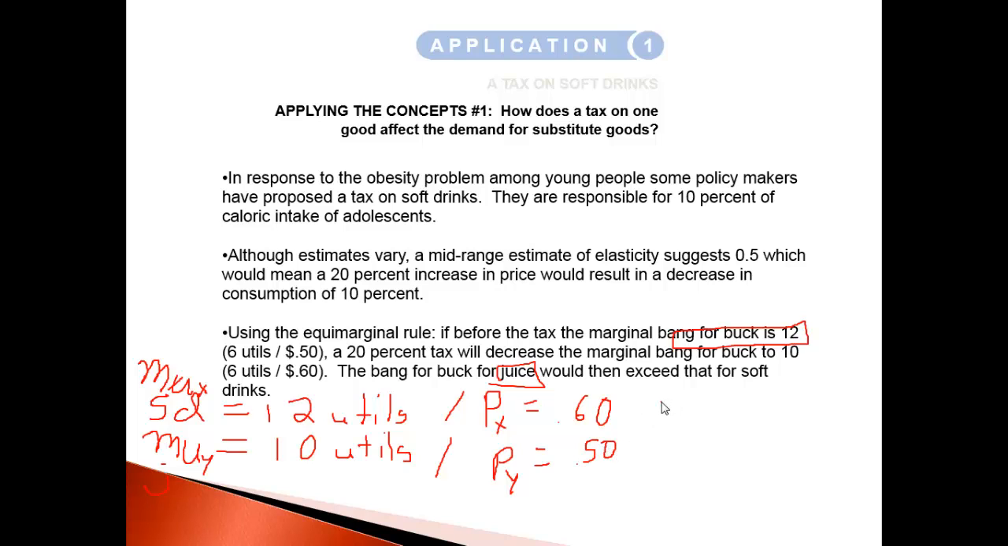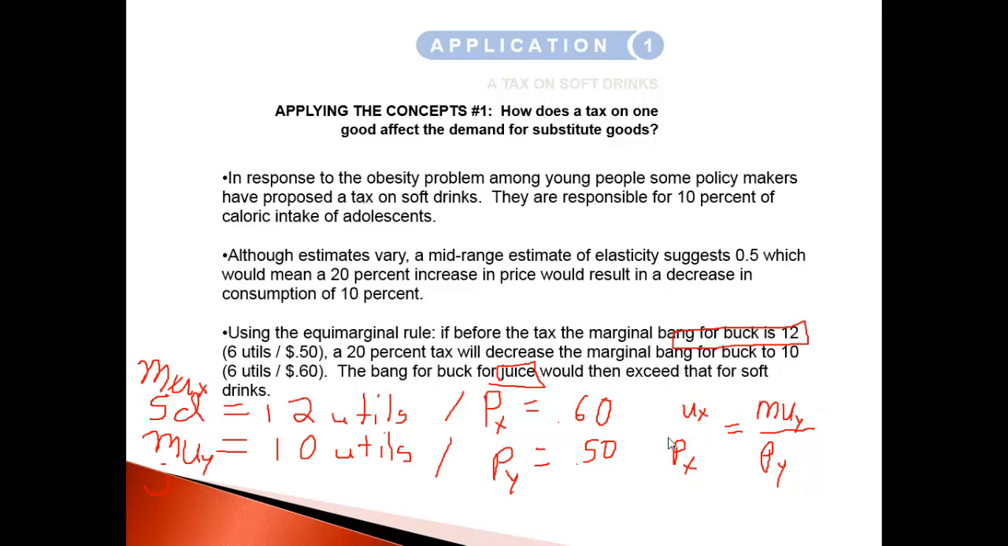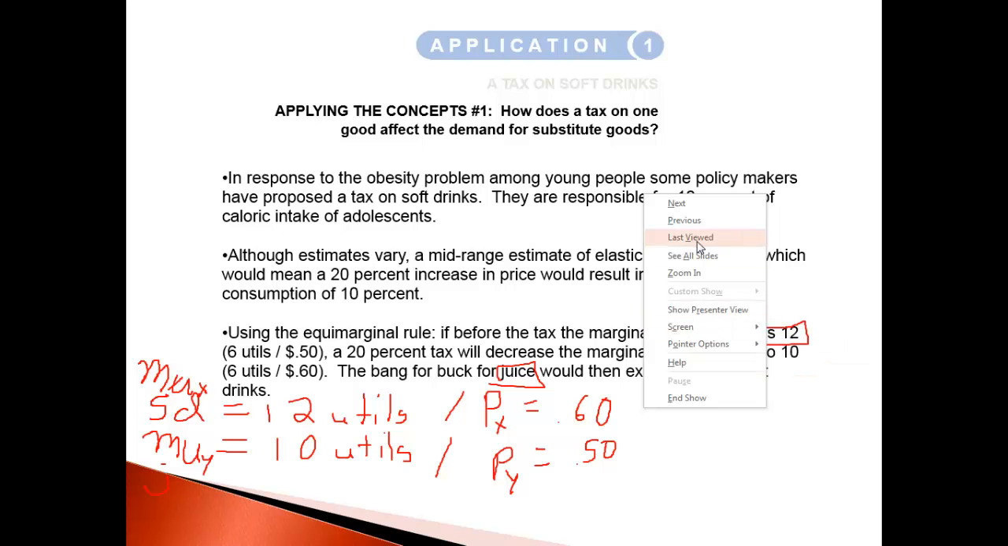Well, here's how it would look. We'd have the marginal utility of good X divided by the price of good X, and we set it equal to the marginal utility of good Y divided by the price of good Y. So what I'm going to do is sub in the equation for these. Let's get our eraser out. We're going to erase this, and we're going to sub in for those four variables.